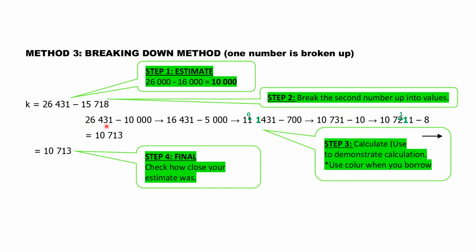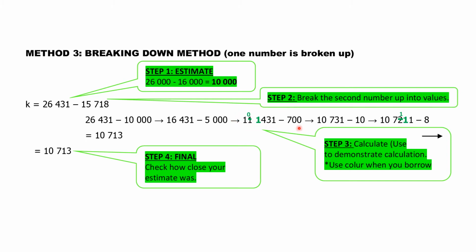So first number minus your 10,000 will give us 16,431. This number then gets minused there, so 5,000 gets subtracted from this number, and that will give us an answer of 11,431. Ignore the green for now, it will be the next step.